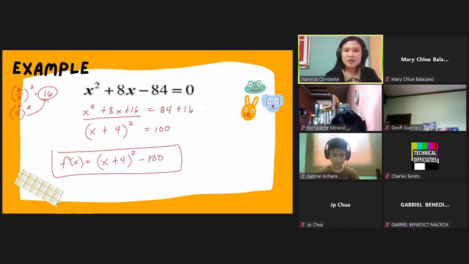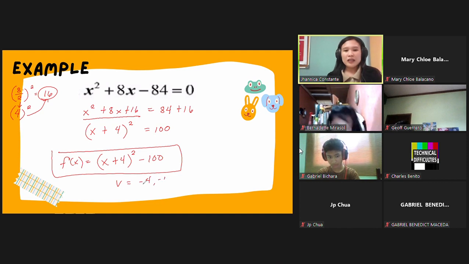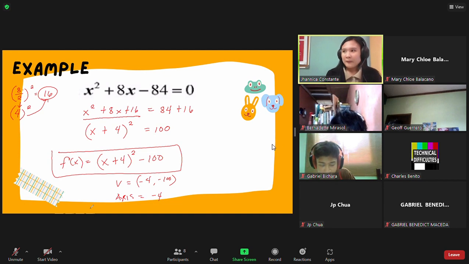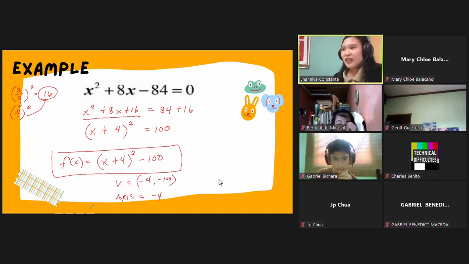Since it's already written in vertex form, you can write the vertex, which is (negative 4, negative 100), and the axis of symmetry, which is also negative 4. Okay, that's how we rewrite a quadratic function from general to vertex form.